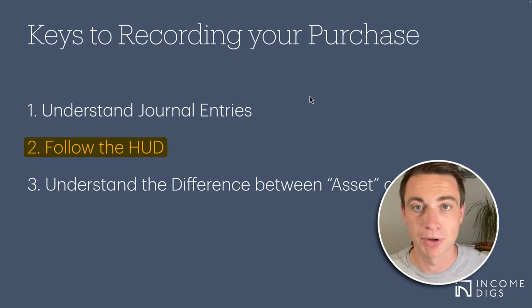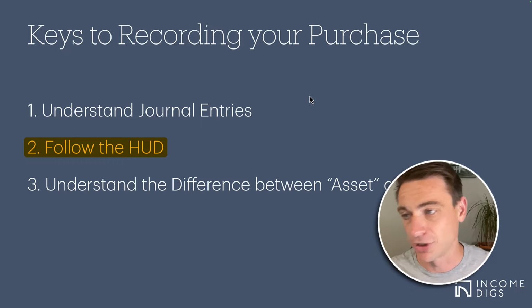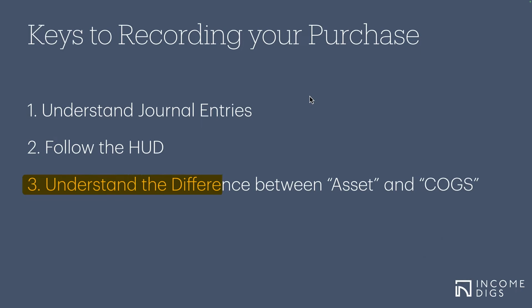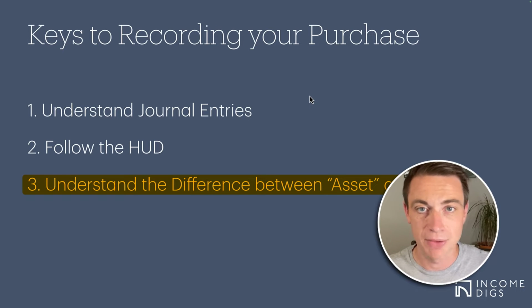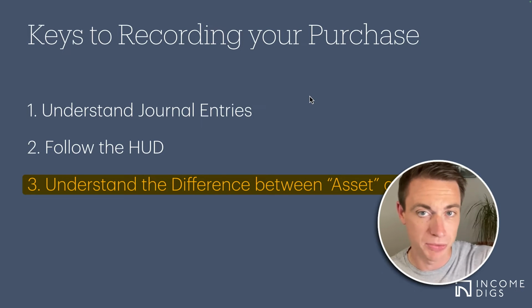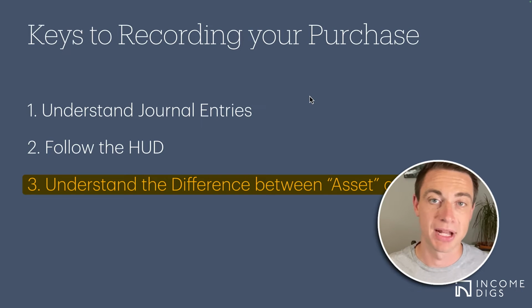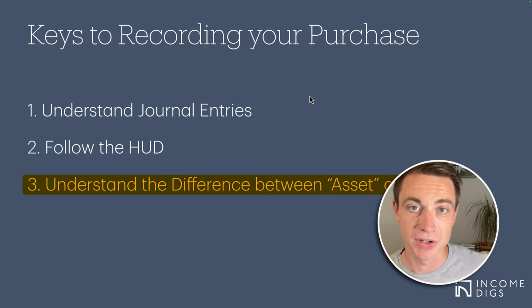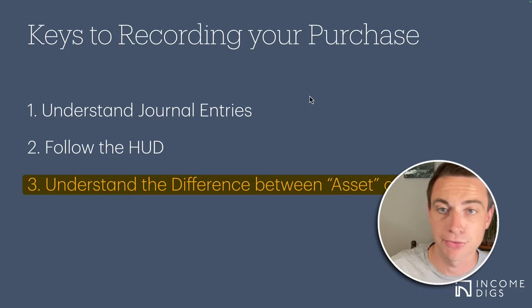Follow the HUD. So we're going to get a HUD statement, a closing statement on pretty much every single property we ever purchase. We want to use that and we want to really just mirror that over to QuickBooks. Understand the difference between an asset or cost of goods sold. We're going to discuss how, depending on the type of property that you're investing in, we might put things on our balance sheet, which would be an asset, or as an expense, cost of goods sold, and potentially move things around between them. All right, so those are the 3 things we're gonna focus on.